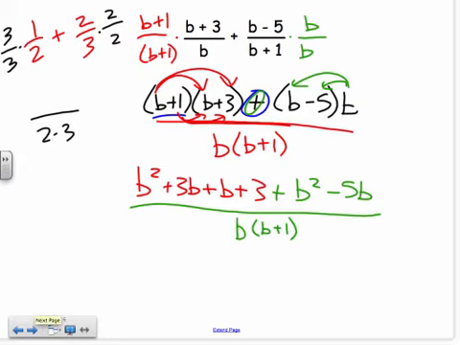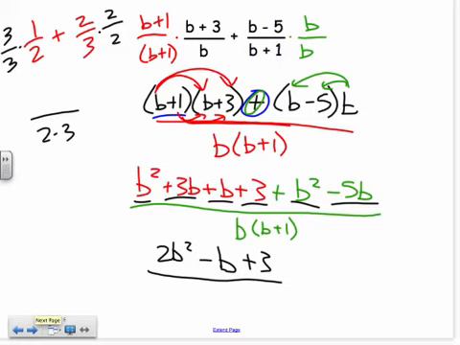Well, let's combine like terms up top. So I've got a b squared and a b squared for a 2b squared. I've got a 3b and a b and a negative 5b. So 4b minus 5b for a minus b. And I'm still left with my plus 3. And that's all over b times b plus 1.